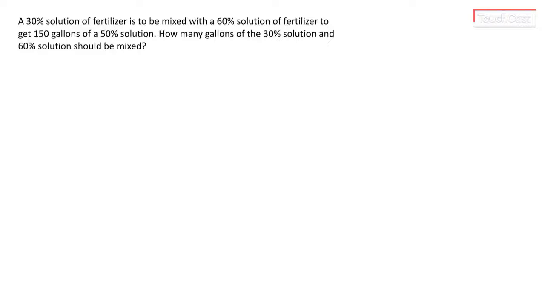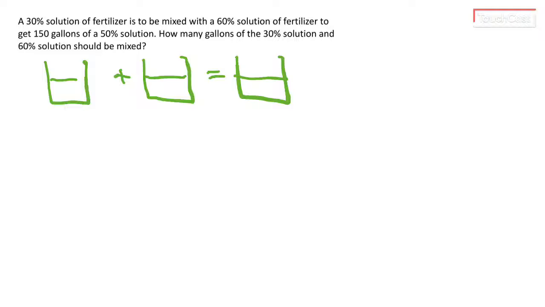Here is a mixture problem. So we will set up our little beakers and fill in what we know. And we have information about percentages, and we have information about gallons. So on the top, we'll fill in gallons. On the bottom, we will fill in our percentages.